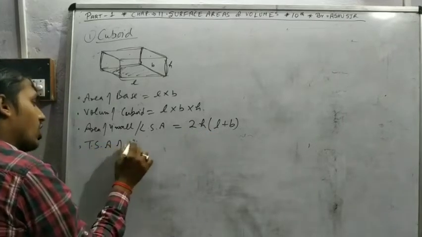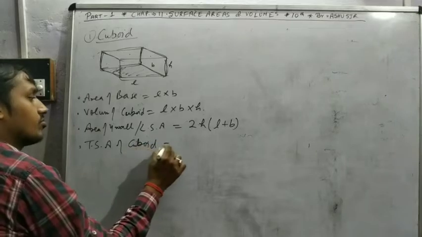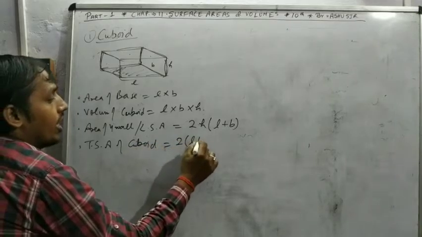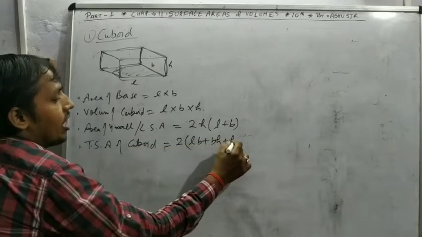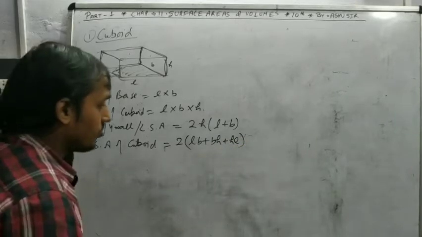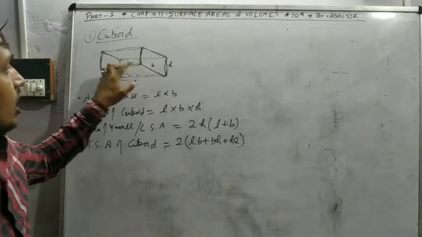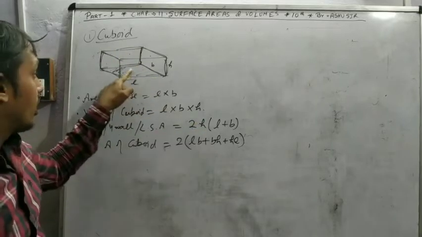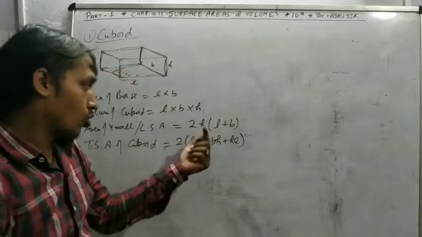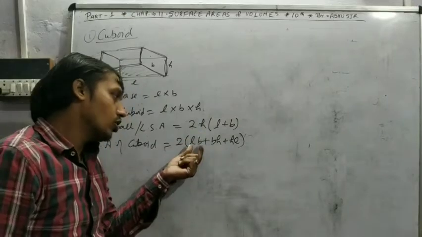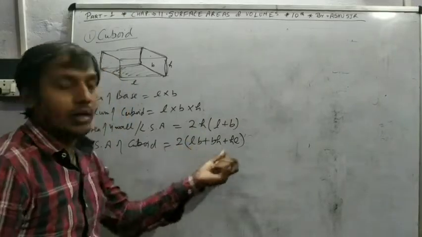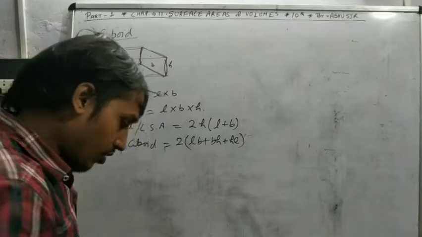Total surface area of cuboid: 2 length, breadth, breadth, height and height, length. Why? Same, all 6 faces area. So 4 faces same and 2 LB plus. So nothing is common, only 2 common. 2 times LB, 2 times BH, 2 times HL. So this is the total surface area of cuboid.